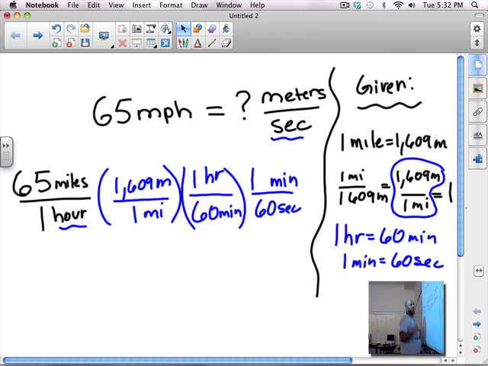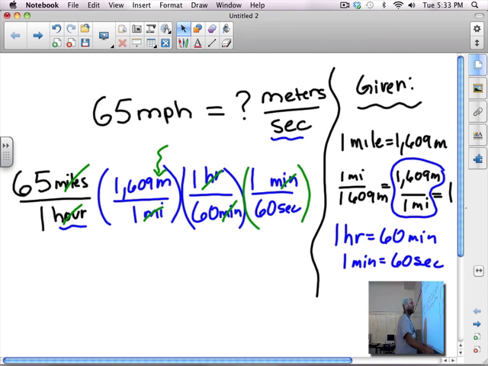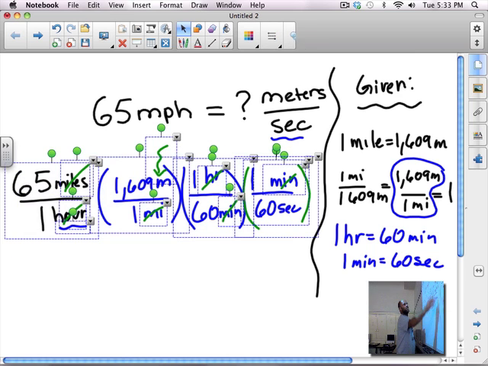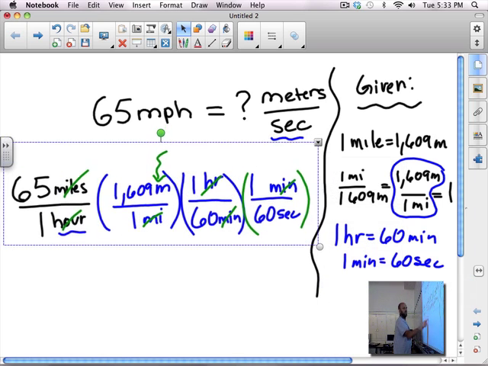Now, I know it's correct just by looking at it because my units are consistent. Miles cancels with miles. Hours cancels with hours. Meters doesn't cancel because meters is part of my answer. My answer is in meters per second. But minutes cancels right here. If I move this down, maybe I'll group it all together. There we go. Alright, and I'll move it down.